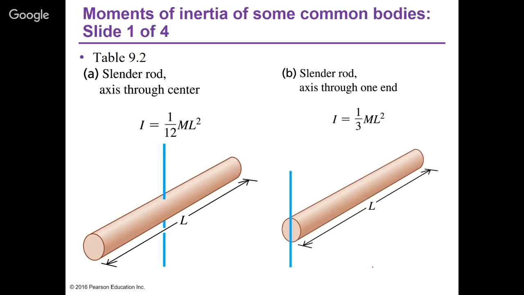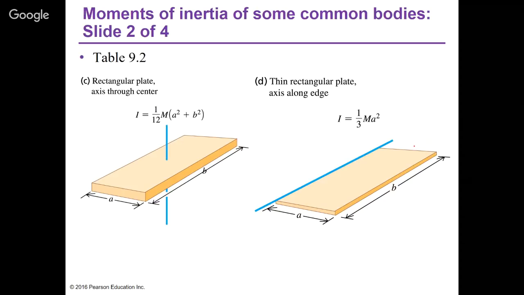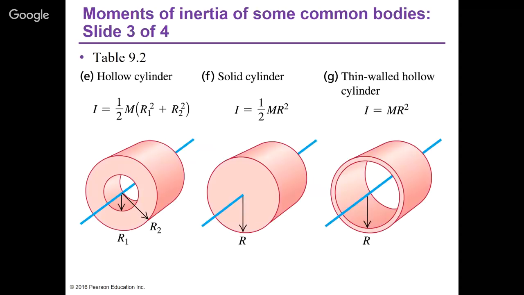There are all others. You have basically a rod that's 1/12 of m l squared, given the length is L. If you move the axis to one side, that will be 1/3 m l squared. Okay, right? And rectangular plates have slightly different equations and all that. I'm not going to go through this. You can actually find all of these formulas in the table in the book.